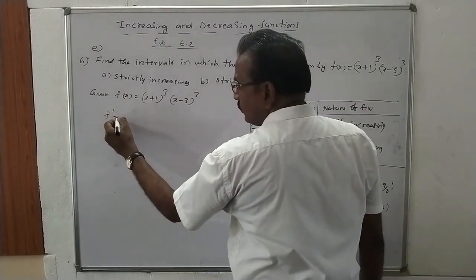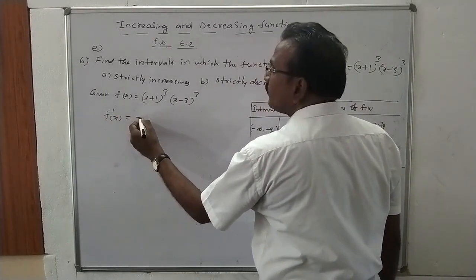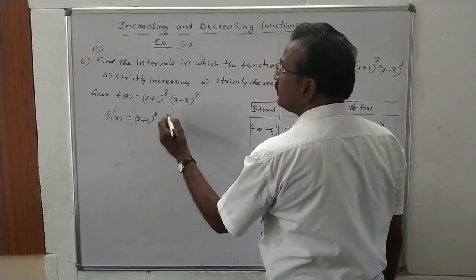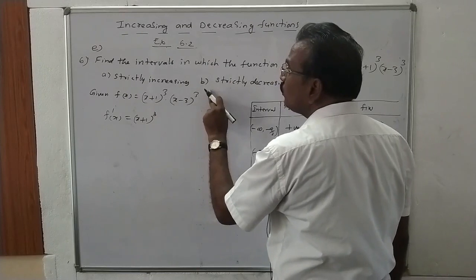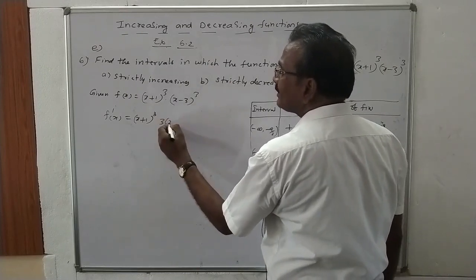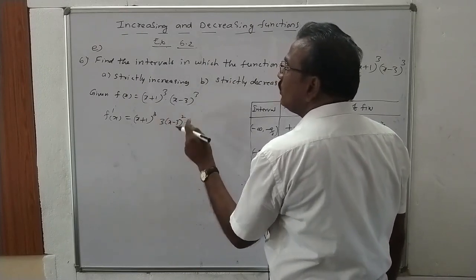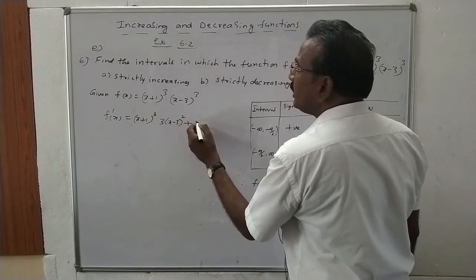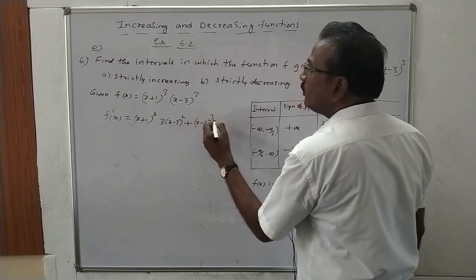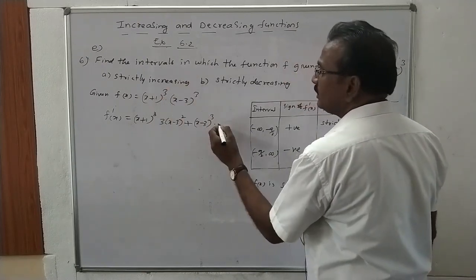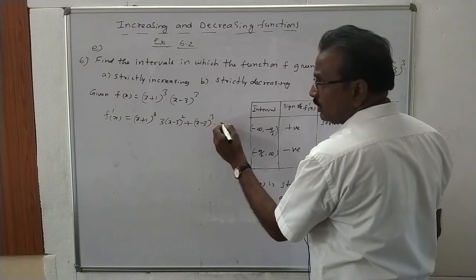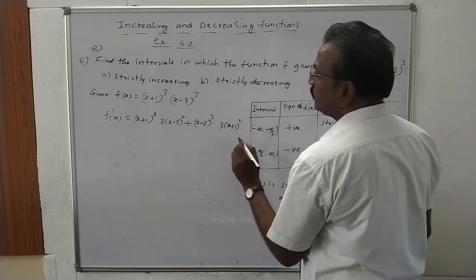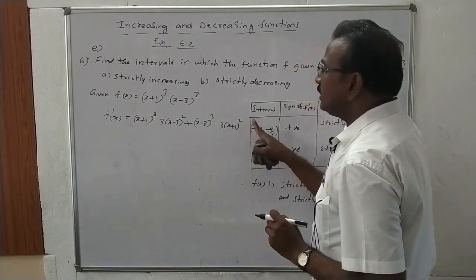f dash x is equal to, using the u into v formula, first function into derivative of second function, derivative of u to the power of 3, that is 3 into (x minus 3) whole square into derivative of x minus 3 which is 1, plus second function (x minus 3) whole cube into derivative of (x plus 1) whole cube, using the composite function chain rule, so 3 into (x plus 1) whole square into derivative of x plus 1 is 1.